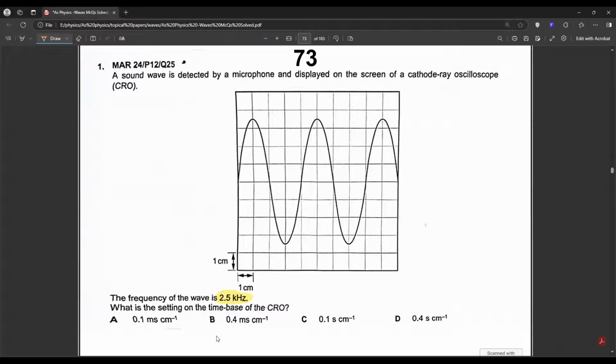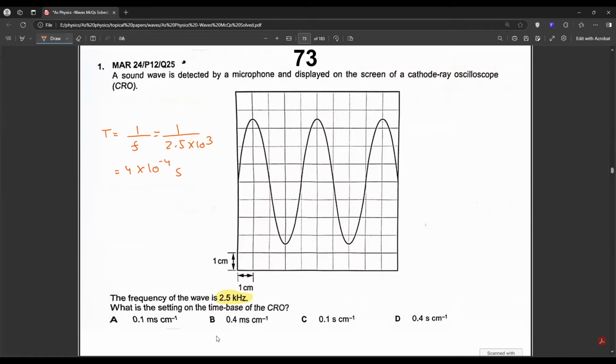So if the frequency is this, can you calculate the time period? Yes. Time period is 1 over frequency, 1 divided by 2.5 into 10 raised to the power of 3. Let's calculate this. This gives you an answer of what? Time is equal to 4 into 10 raised to the power of minus 4 seconds.